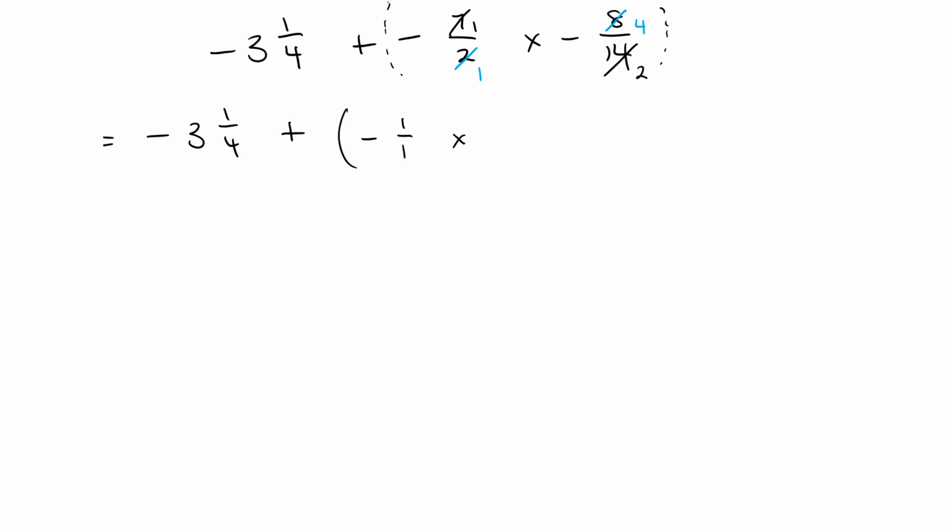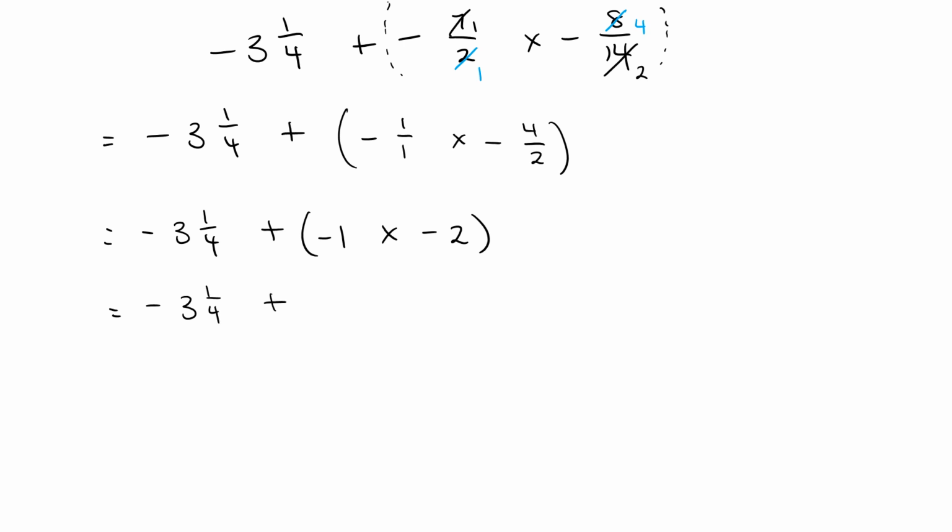We have negative 1 over 1 times negative 4 over 2. If you simplify that down, we know negative 1 over 1 is just negative 1, times negative 4 over 2, which is negative 2, and that leaves us with negative 3 1/4 plus positive 2, because we have a negative times a negative. If we add that 2 to the negative 3, we are left with negative 1 1/4. Or if you've done it differently, you might have ended up with negative 5 over 4, which is still correct.